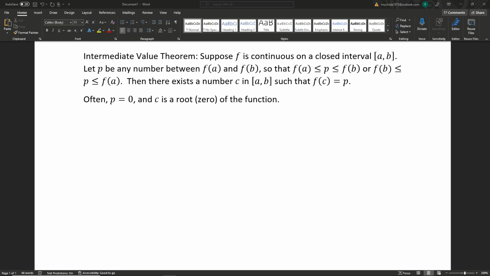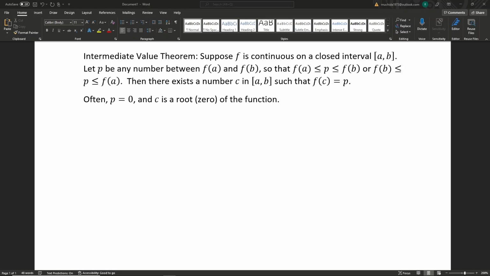The intermediate value theorem states that suppose f is continuous on a closed interval from a to b. Let p be any number between f of a and f of b, so the value of the function at the endpoints of the interval, so that p is either greater than or equal to f of a, less than or equal to f of b, or p is greater than or equal to f of b and less than or equal to f of a.